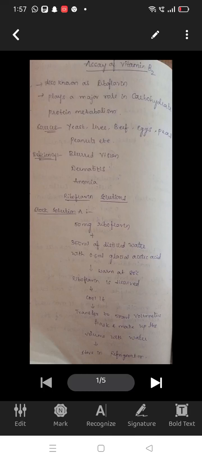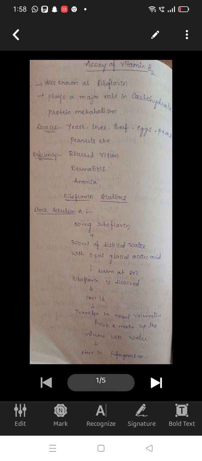Yes, next we'll see the assay of vitamins. Here I am taking the assay of vitamin B2. As you know, it is also known as riboflavin, which plays a major role in carbohydrate and protein metabolism. You can get it from liver, beef, yeast, peas, peanuts, etc. If vitamin B2 is not present in sufficient amounts, you can get blurred vision, dermatitis or anemia.